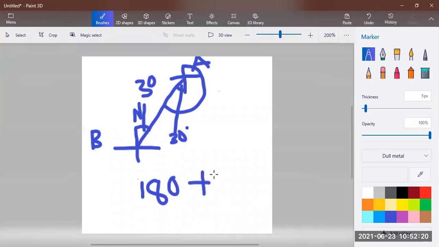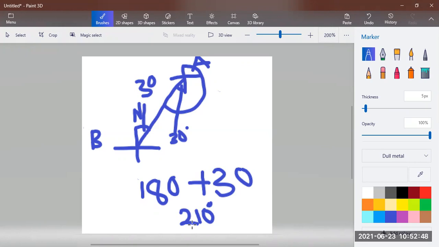plus 30. So that should give us 210 degrees. Now this angle is already 3 digits, so you don't have to bring a preceding zero. So this is 3 digits already, so we'll leave it like this. So that's the bearing of B from A.